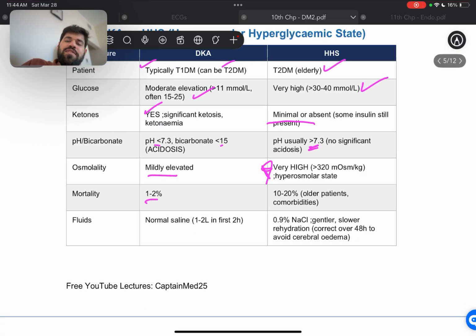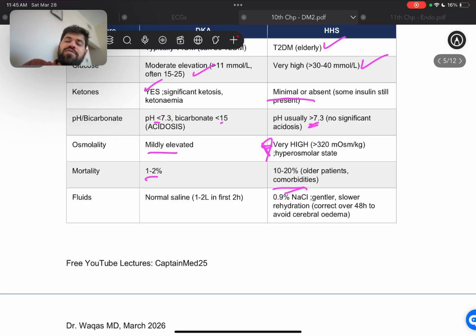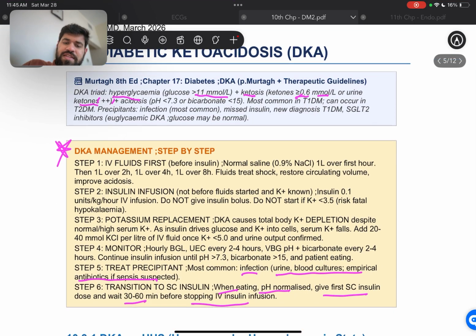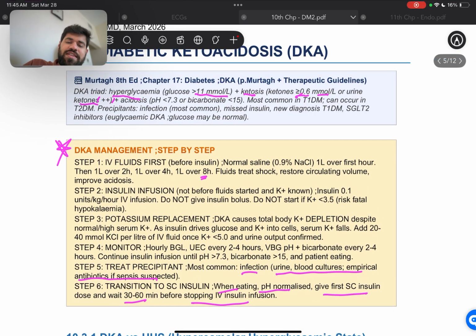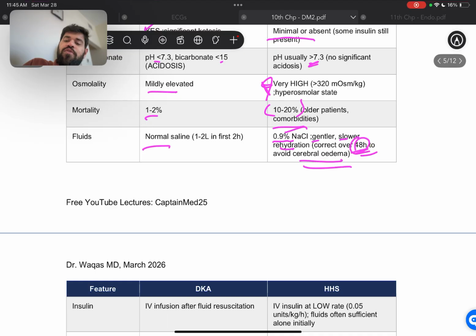Mortality is 1 to 2% for DKA, but for HHS it's very high because older patients come with comorbidities as well, and there are other conditions, so there is a very high mortality rate. For fluids, DKA gets normal saline, and for HHS we give 0.9% NaCl as well, but with a gentler, slower rehydration, correcting over 48 hours to avoid cerebral edema. Remember, for DKA we give these fluids over 8 hours, and here we give them over 48 hours.